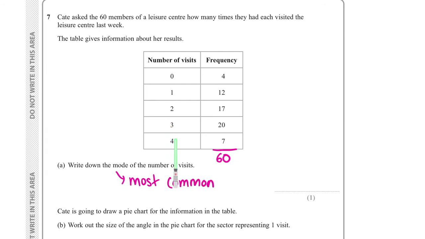It was 3 because that had the most. So 20 people said they visited 3 times. So write down the mode of the number of visits is 3. And it gives you a clue in the question. If it wants the mode of the number of visits, it is 0 to 4, so it has to be one of these numbers. Okay, we need to read the question and read the graph.